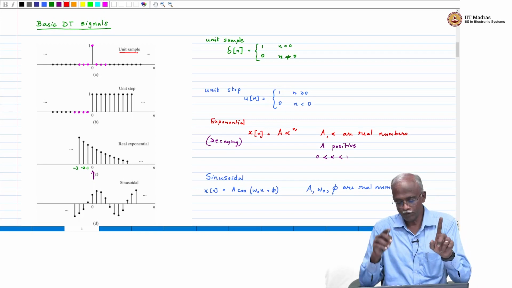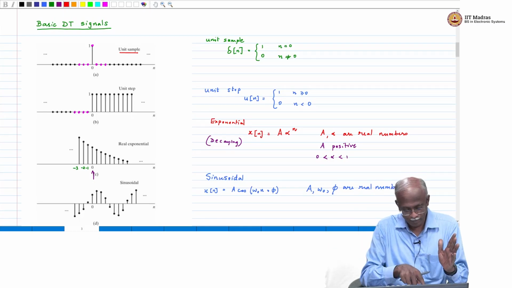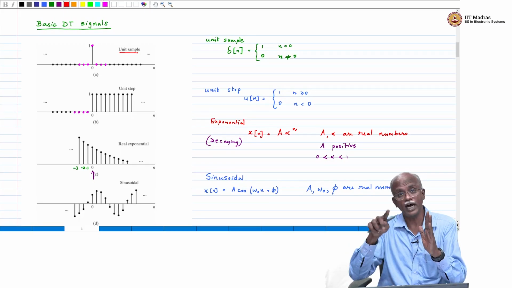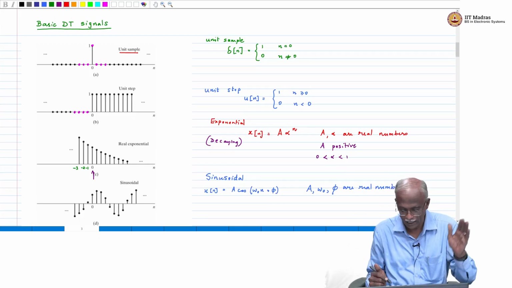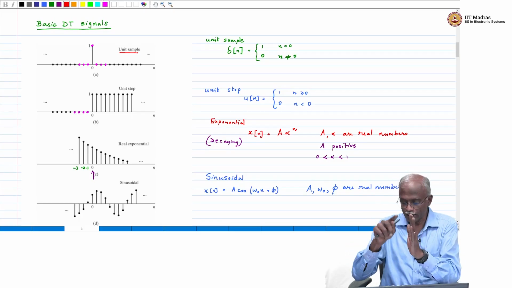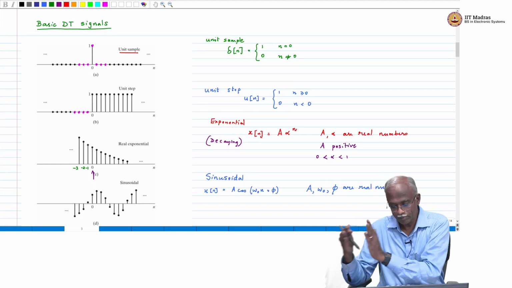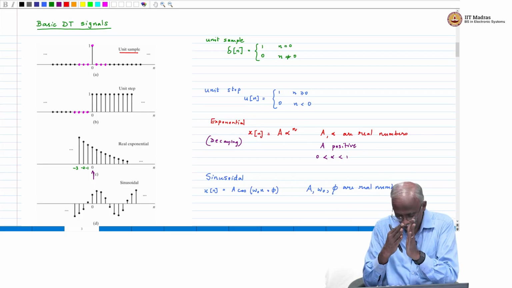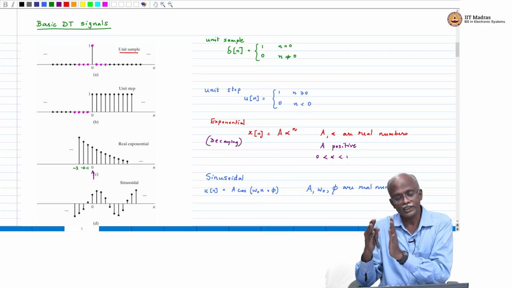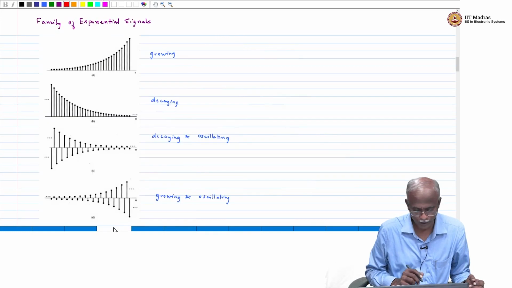An exponential is of the form a times alpha raised to the power of n, and the particular case that we are looking at is a decaying exponential, which comes for the case when alpha is greater than 0 but less than 1. And then we have sinusoids, which are of the form a times cosine omega naught n plus phi, where a, omega naught and phi are real numbers, and we called omega naught the discrete time frequency with the units equal to radians. So basically that is the representation of a sinusoid.